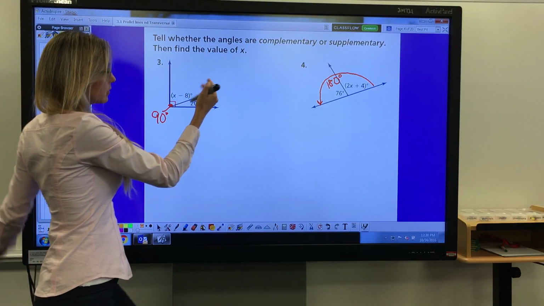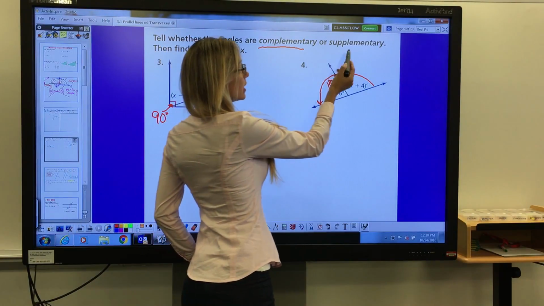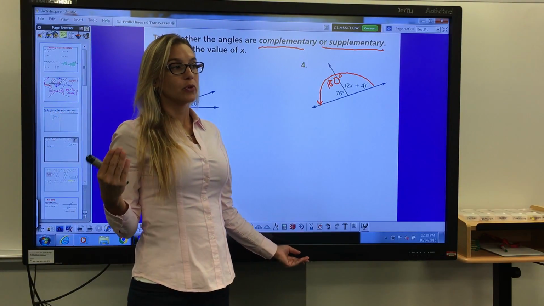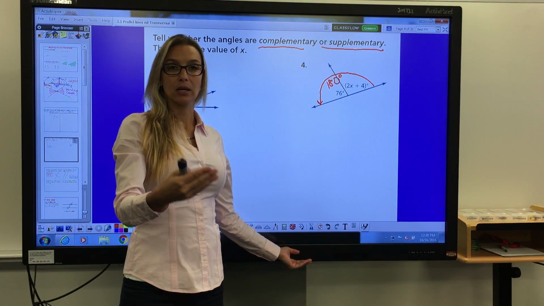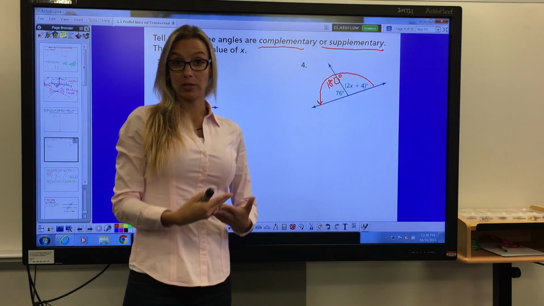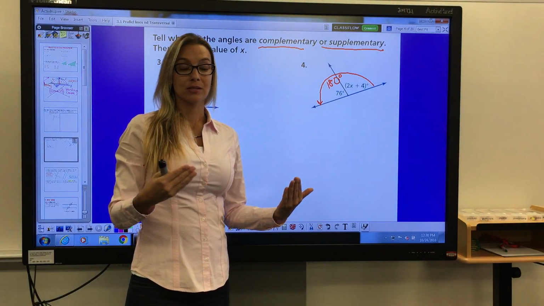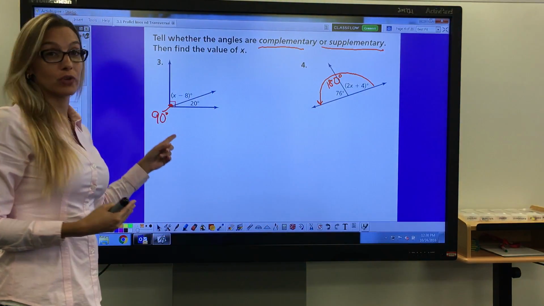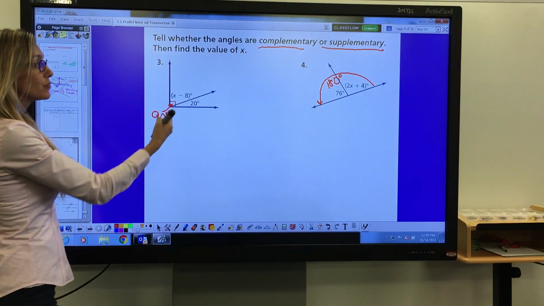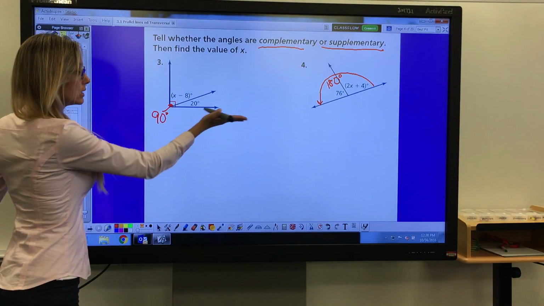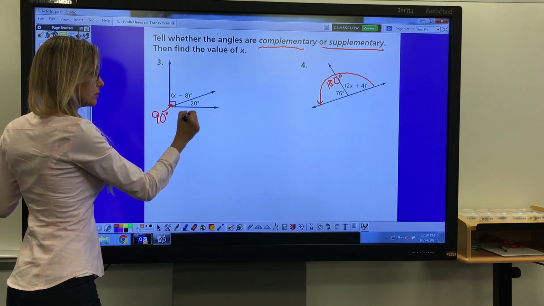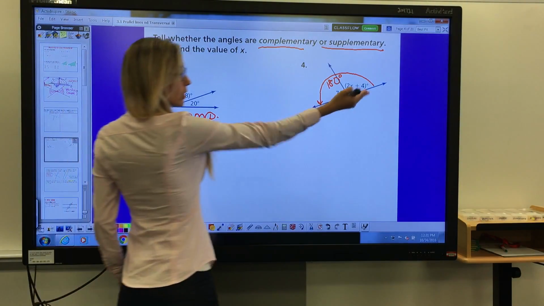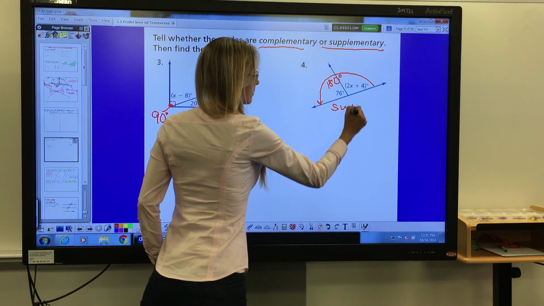Now, you will hear the words complementary and supplementary angles. What I want you to know is, have you ever heard the saying, complement is the right thing to do? That means a right angle is complementary. A right angle is this one right here. So if you have to identify what kind of angle is what, this in here is complementary because it's giving me 90 degrees. And the other one obviously then has to be supplementary.